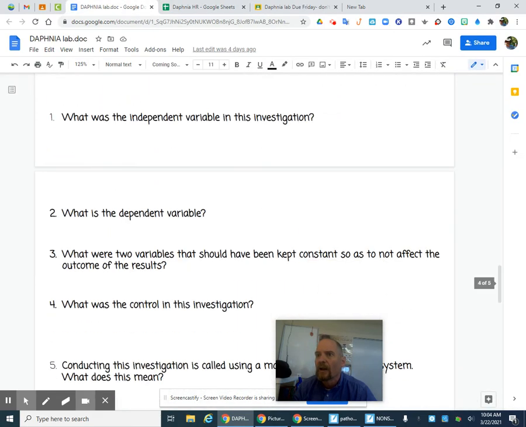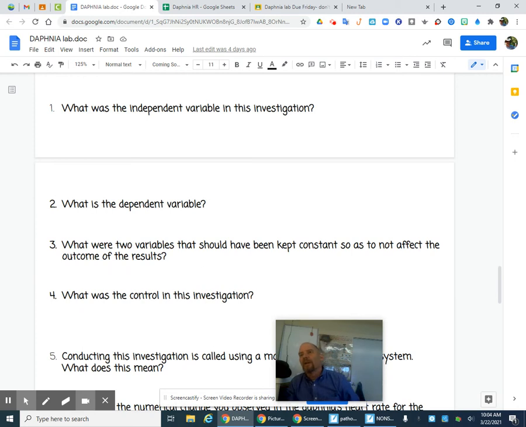And so going down, what was the independent variable? The independent variable were the substances we put on. In this case, it was caffeine and alcohol. All right. What's the dependent variable? It's the Daphnia heart rate. If you put it into the sentence to check, it makes sense. The Daphnia heart rate depends on giving it caffeine or alcohol.